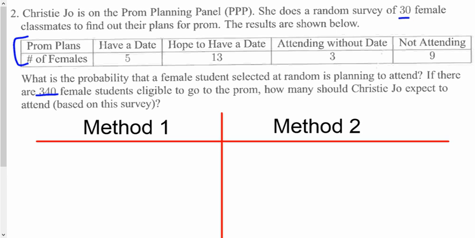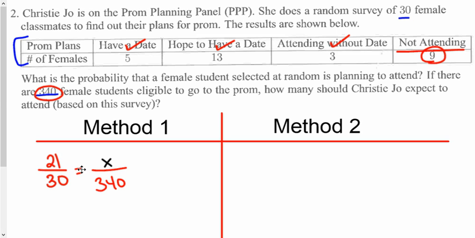We know that 5 will definitely go. We know 13 are planning on it, and they hope to have a date to go with them. 3 of them are planning to go without a date, and then we've got 9 right here that are saying, nope, we're not attending. So if we take those 9 away from the 30, we know that 21 of the 30 that were asked are definitely going to prom, or at least planning on it. Then if we take a look at how many total females are in the school, we can put that on the bottom. That'd be 340 females, and now we can cross multiply. It looks like we're getting about 238 for the answer there.